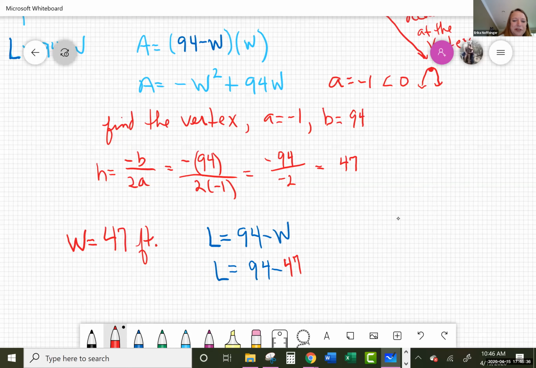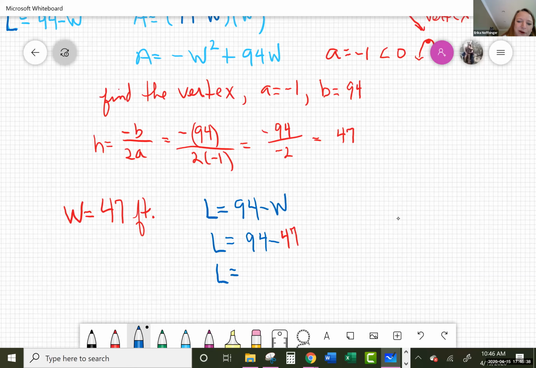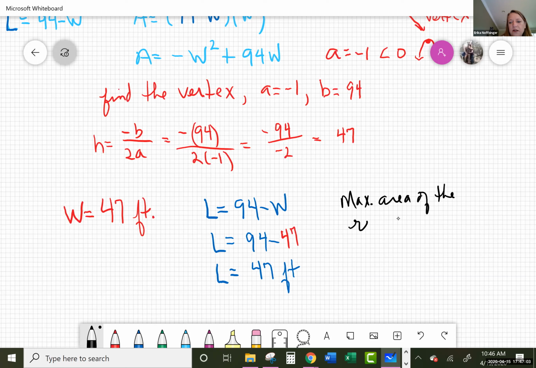I was thinking about this when you said it. Technically, your number is the same. So 47 is also your length, but it's because of this equation. Okay, so we can maximize the area of the rectangle by choosing a length and width of 47 feet.